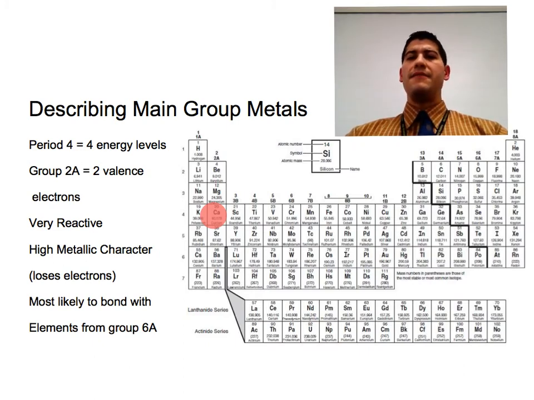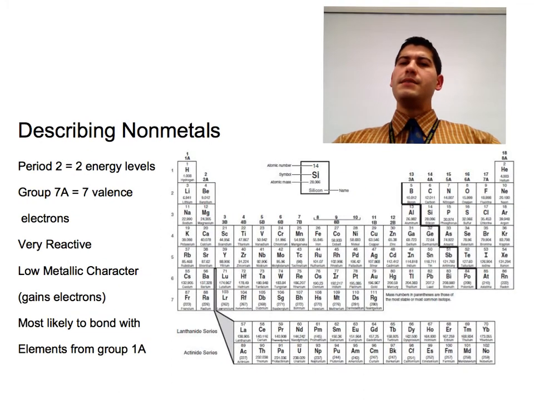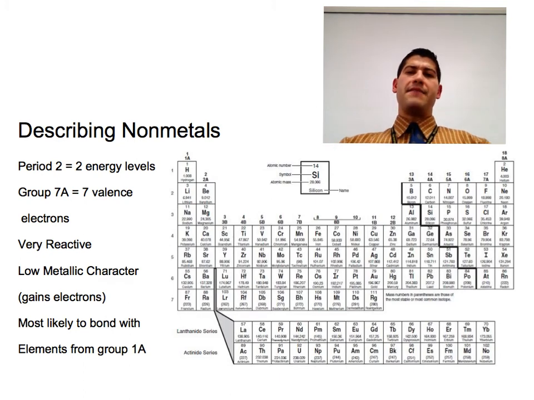Because it is to the left of the bold stair-step line, we also know that calcium is a metal. That means it is shiny or has luster. It's a good conductor of heat and electricity, and it's malleable or can be flattened into thin sheets. Now let's describe an element on the right-hand side of the table.